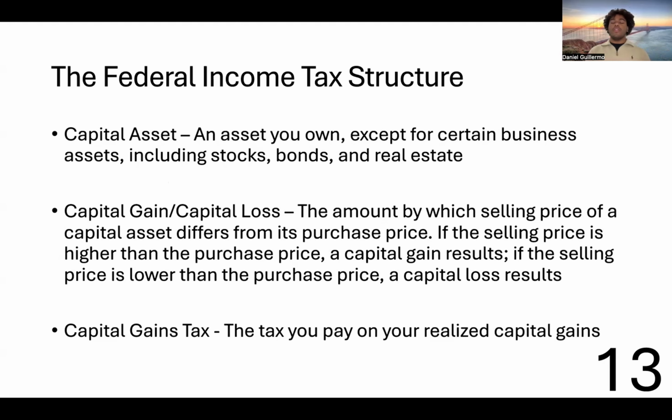Now let's go over capital assets. This is an asset you own, except for certain business assets, like stock, bonds, and real estate. Now you can get a capital gain or capital loss, which is the amount by which the selling price of your capital asset differs from its purchase price. And let's go over capital gains tax. This is the tax you pay on your realized capital gains.